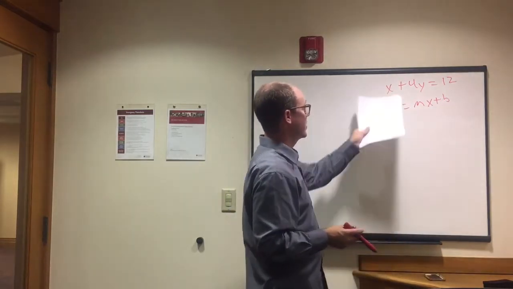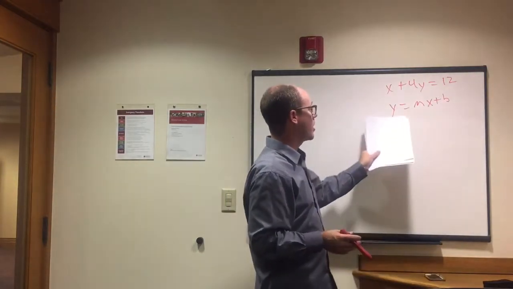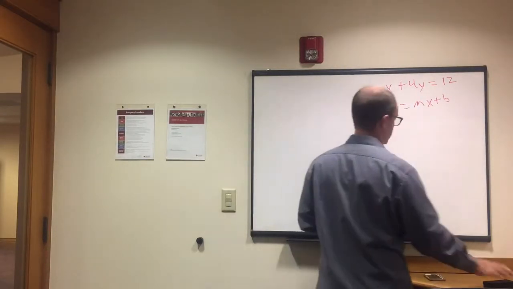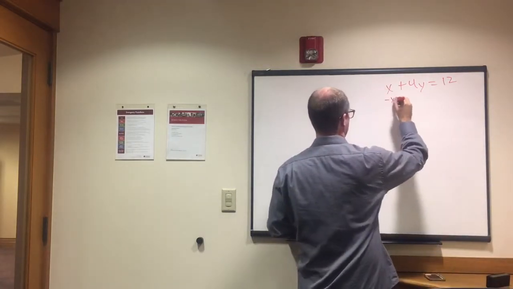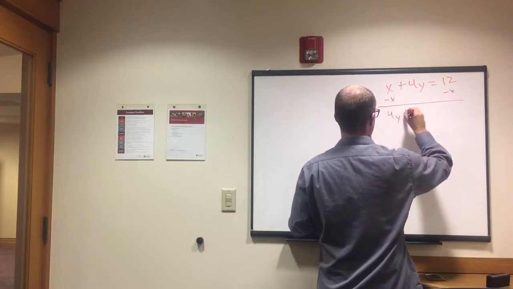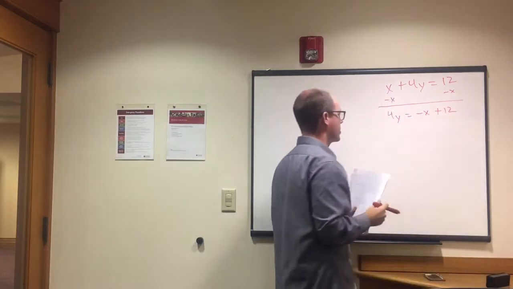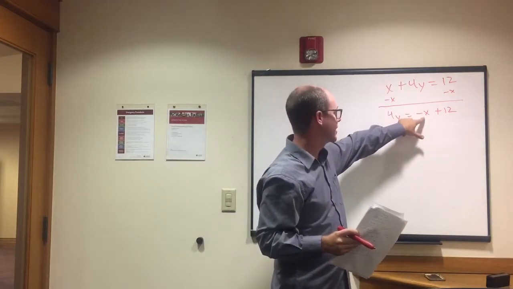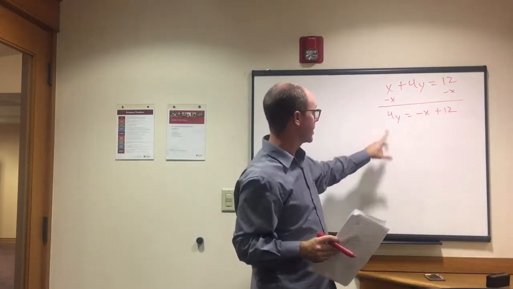So our first thing is we have x plus 4y equals 12. So we want to rewrite that so that it's in this y equals mx plus b form, right? So what we're going to do, subtract x from both sides. Okay, so now we have 4y equals negative x plus 12. It is negative x plus 12. 12 is the b. Okay, but we haven't solved it yet because we still have this 4, right?